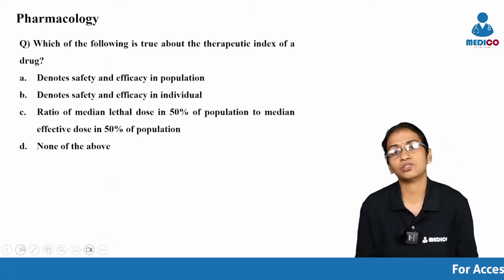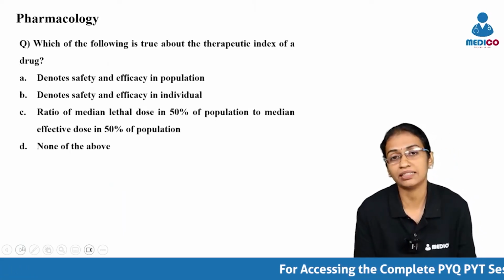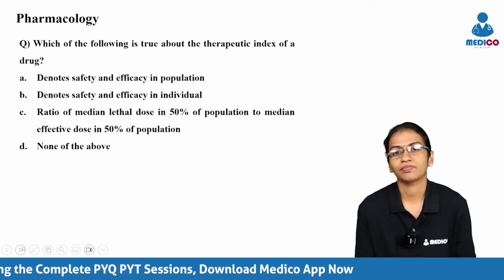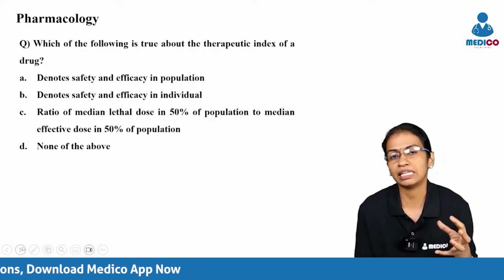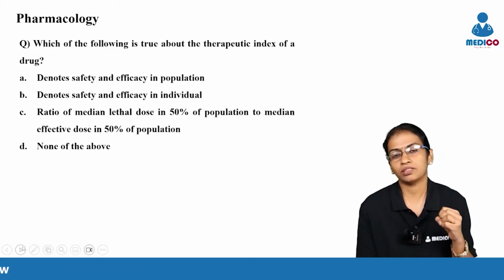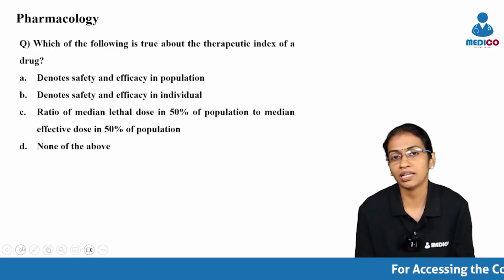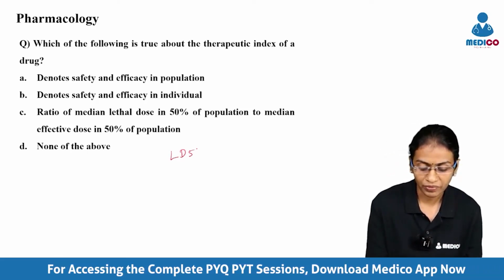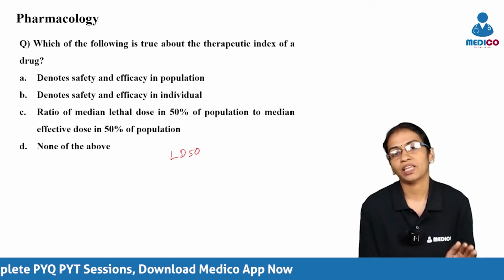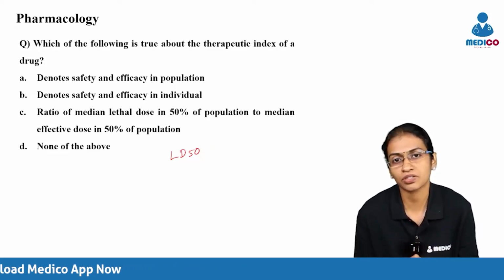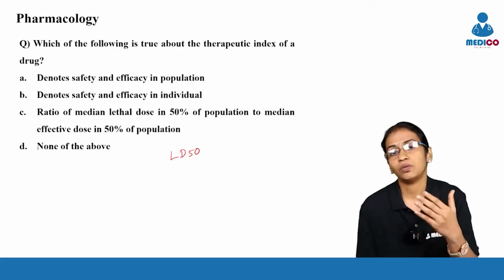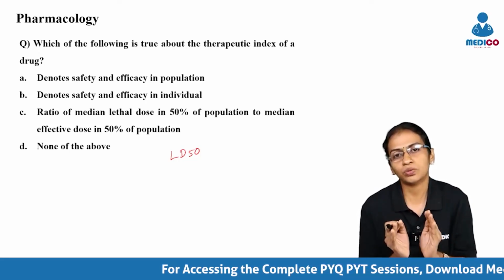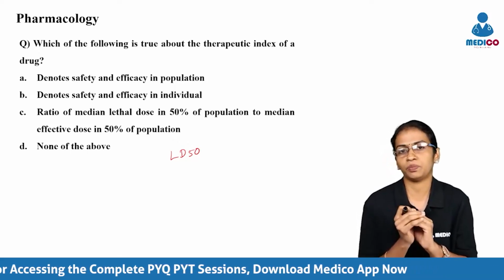Which of the following is true about the therapeutic index of the drug? So what is meant by the therapeutic index? Therapeutic index indicates the safety of the drug. We can calculate it only in animal studies. There is something known as the lethal dose 50. What is meant by the lethal dose 50? It is the dose which kills 50% of the population. That is why I said we can do this only in animals. We cannot kill 50% of human beings, right? So lethal dose 50 is the dose which kills 50% of animals.